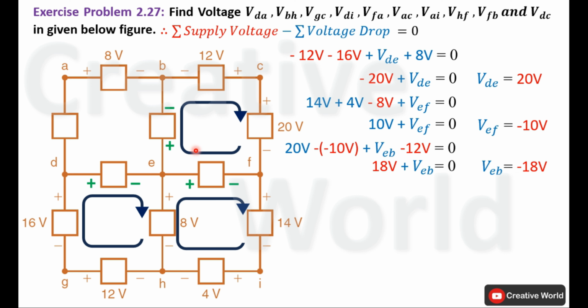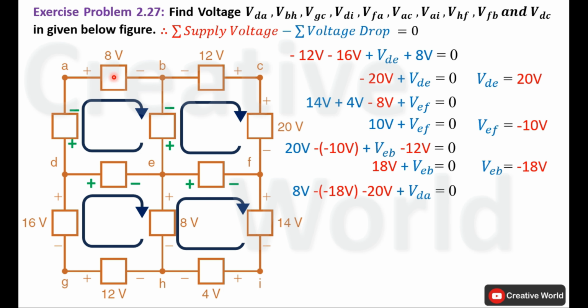Okay. Move to the last closed loop. Inside this loop current direction is taken clockwise. Now we have to mark polarity notation across this element because this element doesn't have any voltage across it. So current entering terminal will be taken with positive sign and current leaving terminal will be taken with minus sign. Now we will apply Kirchhoff's voltage law inside this closed loop. We will start from this element.